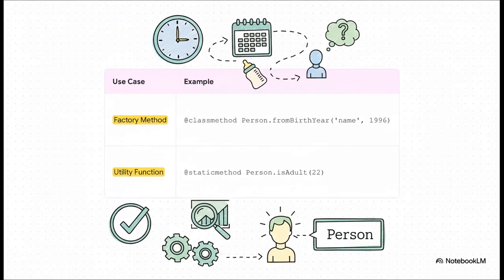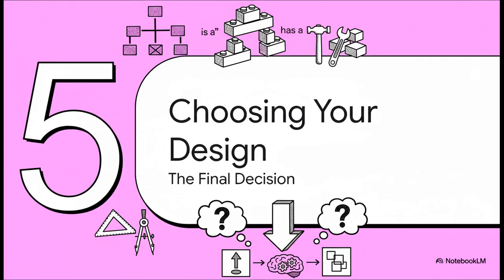And this leads to their classic use cases. We use a class method as a kind of factory. It's an alternative way to build an object. So this from_birth_year method can take a year, do the math to figure out the age, and then use the class, cls, to construct the person object correctly. But we use a static method for simple utility functions. is_adult just takes a number and returns true or false. It doesn't need to know a single thing about the Person class to do its job, so we make it static.